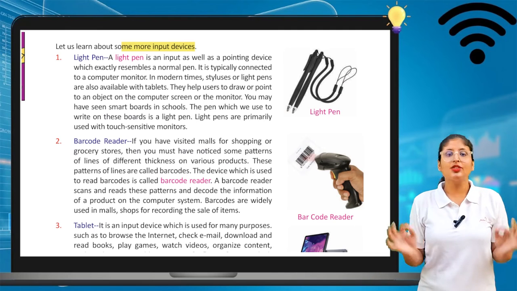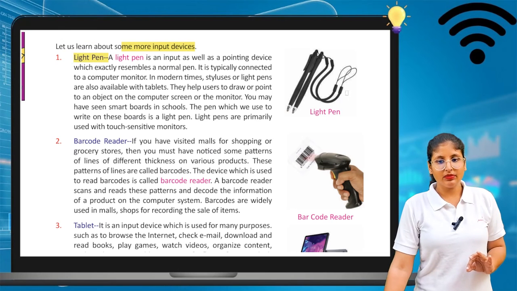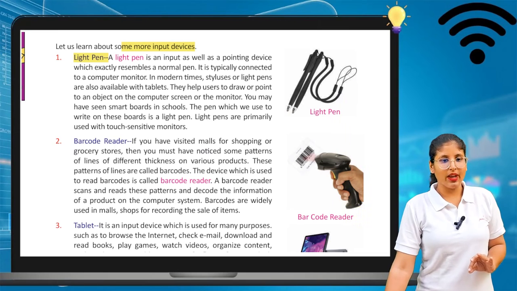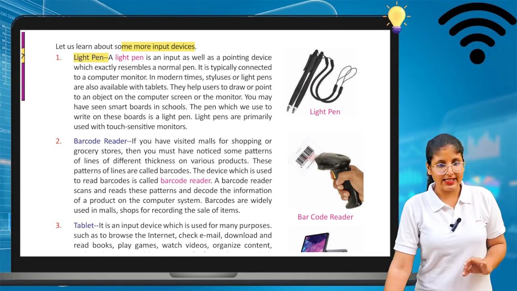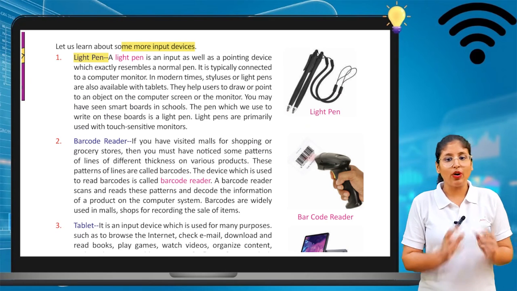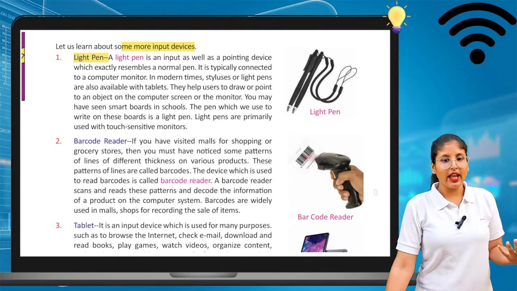Okay, this is new for you. So first is input devices, light pen. This is a light pen. It looks like this. So what is its role? Let's see. A light pen is an input as well as pointing device which exactly resembles a normal pen. It looks like a normal pen.